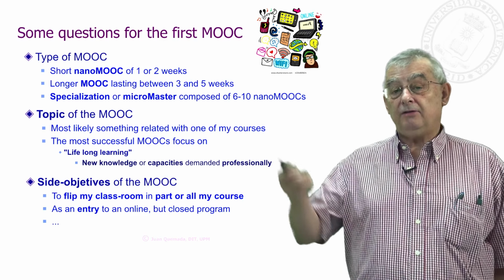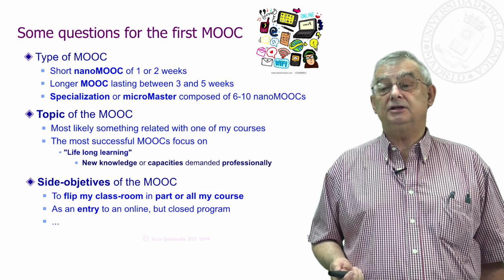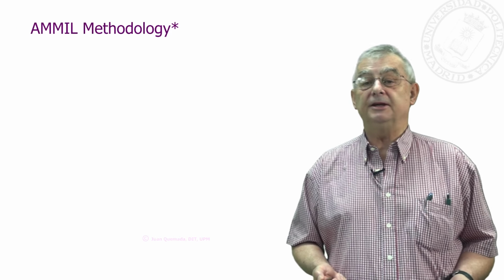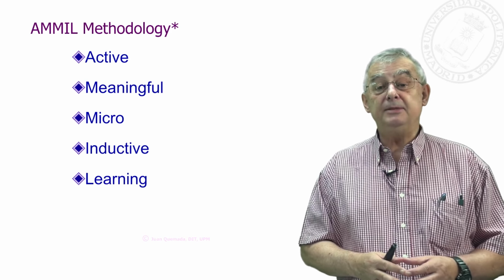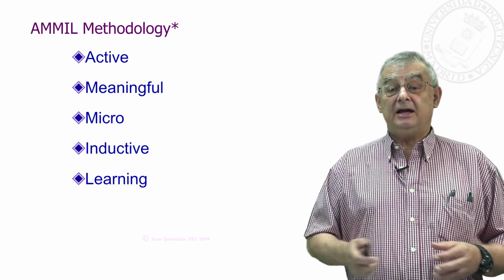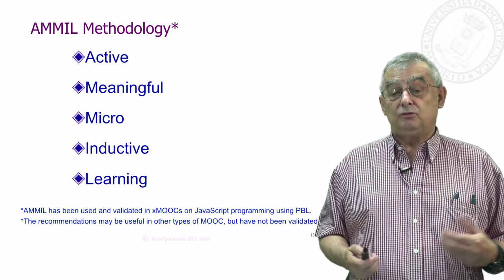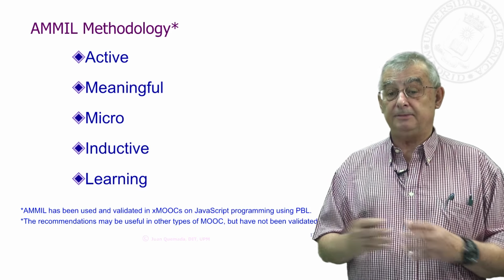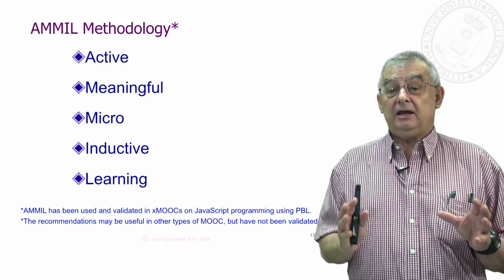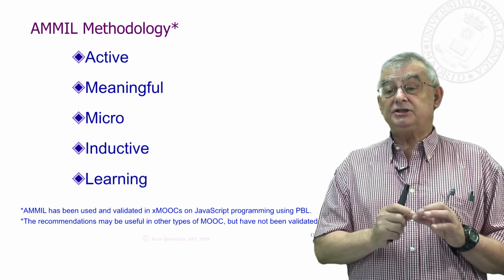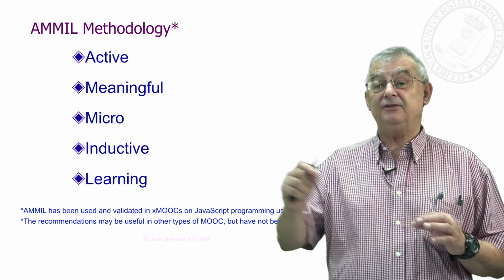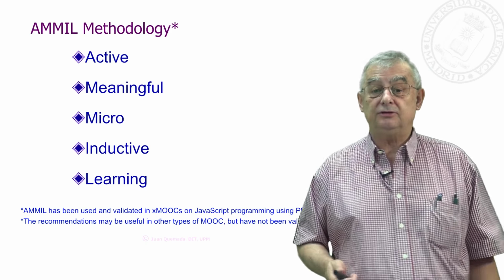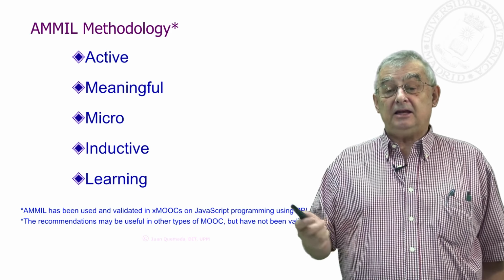Well, after you have more or less clarified your strategy in these 3 points, then you must produce your MOOC, and that's when AMMIL comes in. AMMIL stands for Active Meaningful Microinductive Learning, and it's a methodology which we have validated on JavaScript programming courses using project-based learning. We have performed xMOOCs, where a very, very precisely defined learning workflow is defined by us, by the producers of the MOOC. And there it works very well.